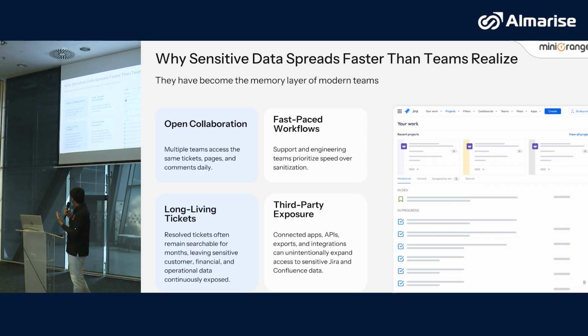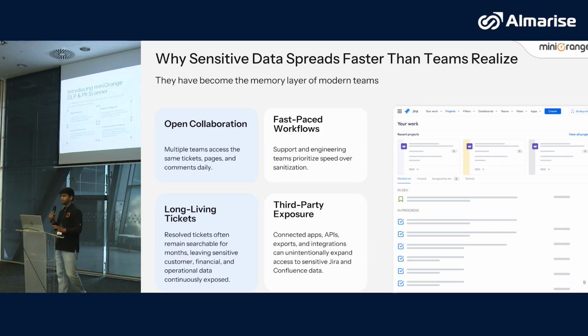And long living tickets, which we have already discussed, stay in your ecosystem even after the tickets are resolved. And obviously, the main threat comes from third party exposures, which is via our connected apps or the API integrations which you have, which can unintentionally expand access to your sensitive Jira and Confluence data.